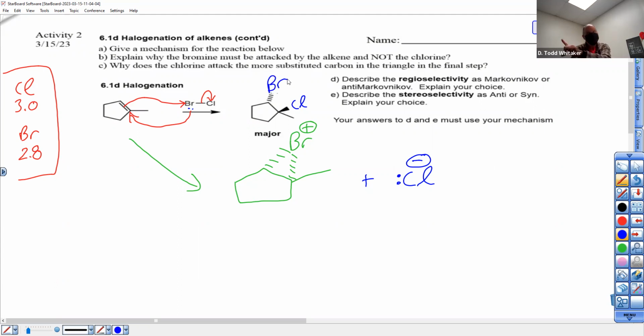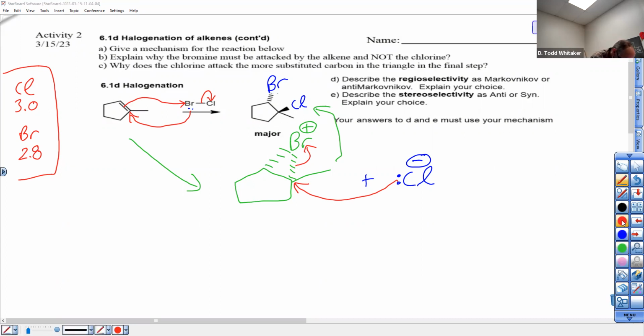Backside attack on which carbon? More substituted carbon right here. Backside of a dash is a wedge that accounts for that product, doesn't it? That's a terrible arrow. It's a very simple mechanism, isn't it? It's not bad. Explain why the bromine must be attacked by the alkene and less electronegative.